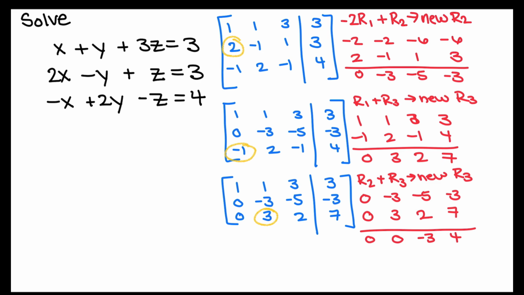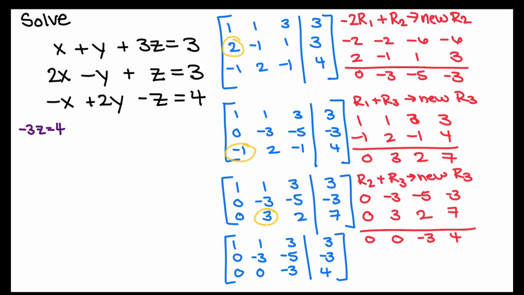So row 2 was 0, negative 3, negative 5, negative 3. Row 3 is 0, 3, 2, 7. I add them together. I get 0, 0, negative 3, positive 4. All right, and now we are ready to use that back substitution method to solve. So we start at the bottom. That bottom row represents the equation negative 3z equals 4. Divide by negative 3, I get z equals negative 4/3.